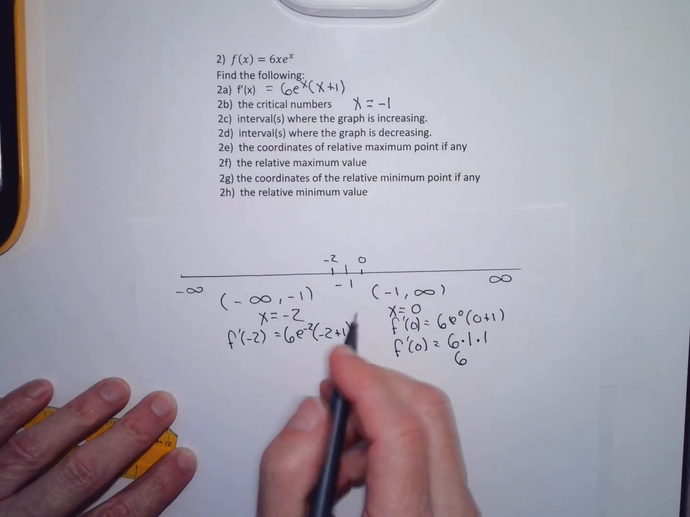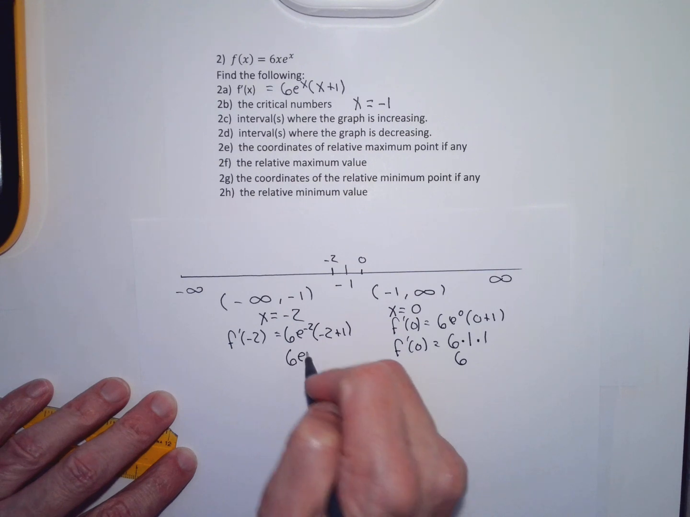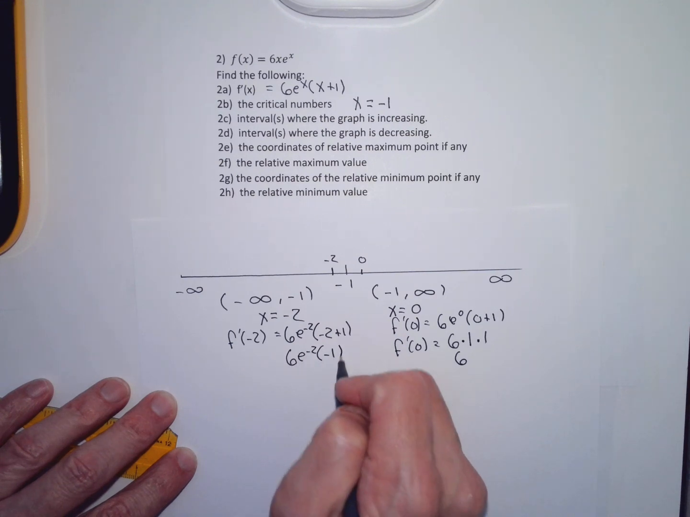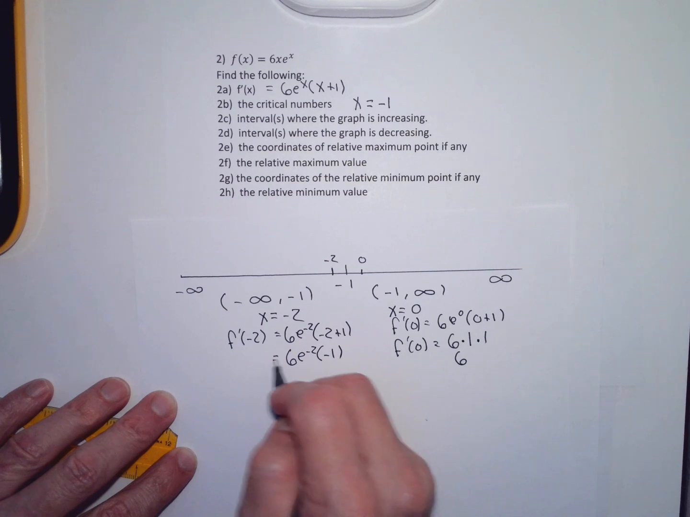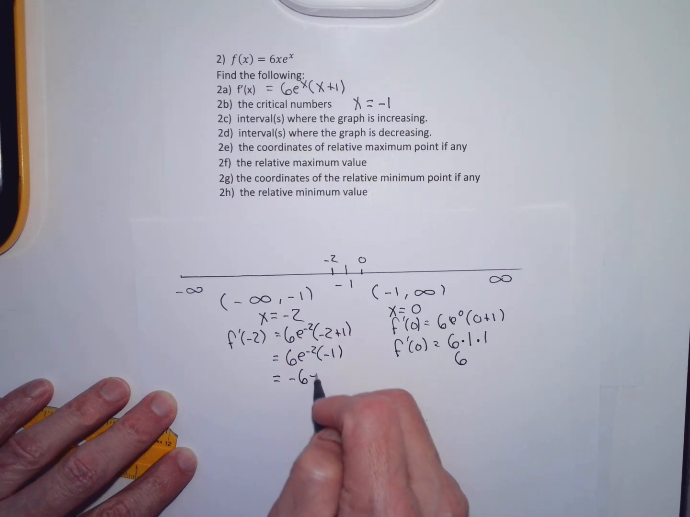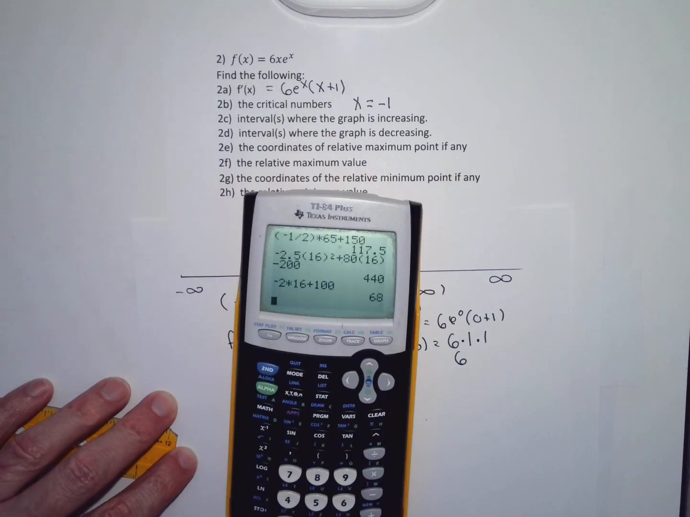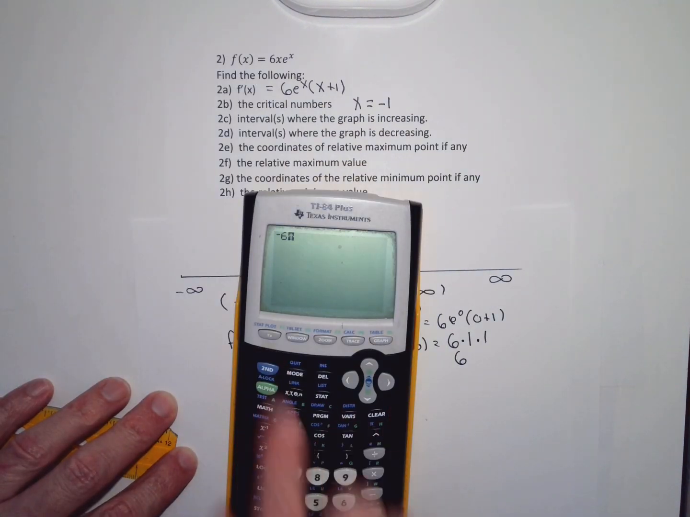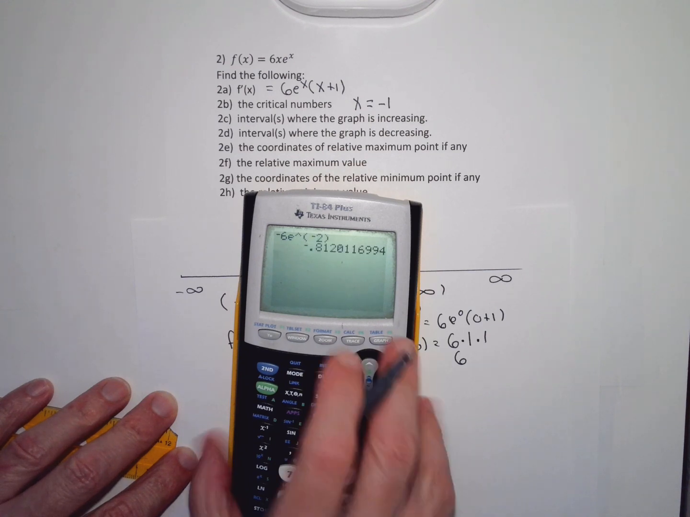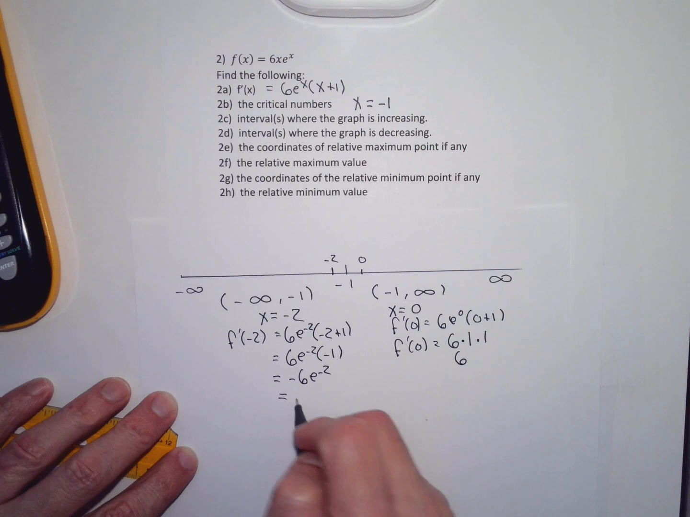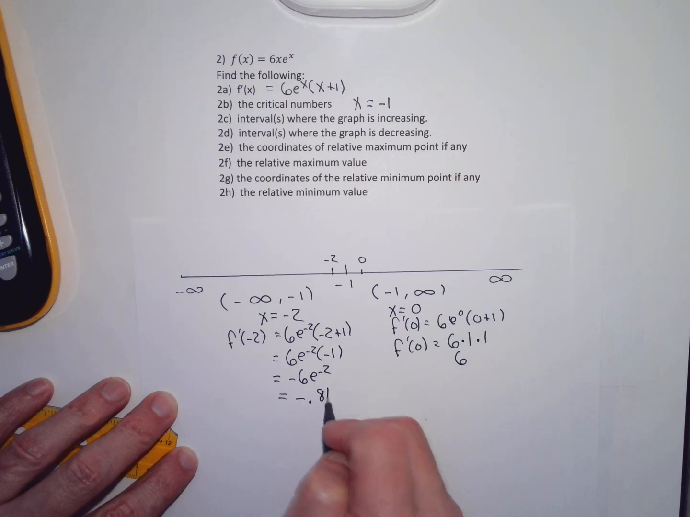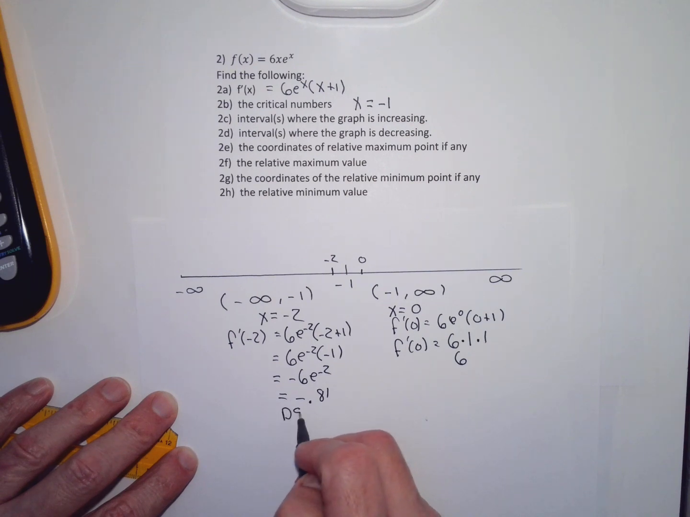The second one, it's 6e to the -2 times -1. I cleaned this up just because I'm not that good at entering this on my calculator. This simplifies to -6e to the -2. That I could enter better on my calculator. So -6 second ln e to the -2, and it's -0.81. Doesn't matter how accurate I am in terms of the decimals, I just need to be accurate in terms of the sign. This interval, because I got a negative, the graph is going to be decreasing.